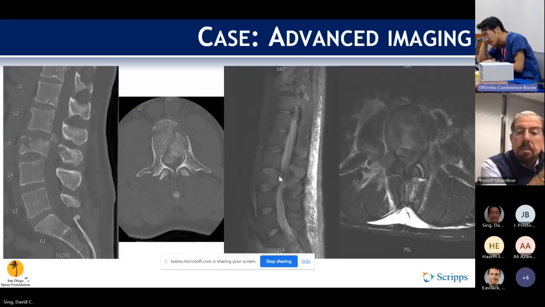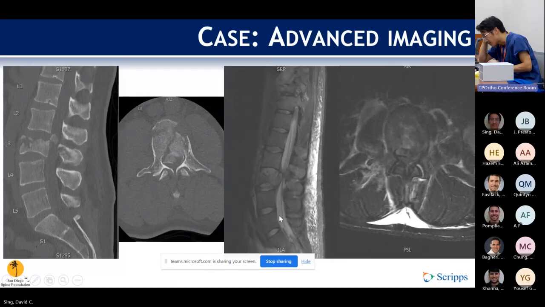On the CT, you can see retropulsion of a fragment into the canal, maybe like 80% height loss with violation of all four cortices of the L3 body. And on the axial, you see how much canal compromise there is there. On the MRI, soft tissue elements, you can see the ligaments being displaced posteriorly, and how severe the stenosis is on the thecal sac at that level.